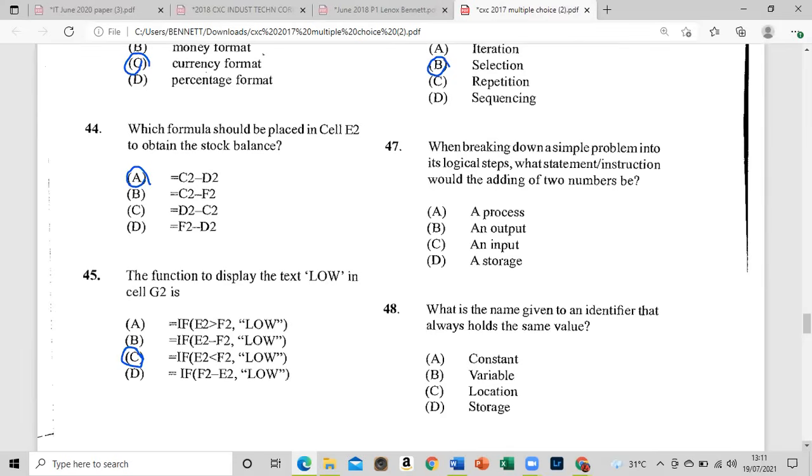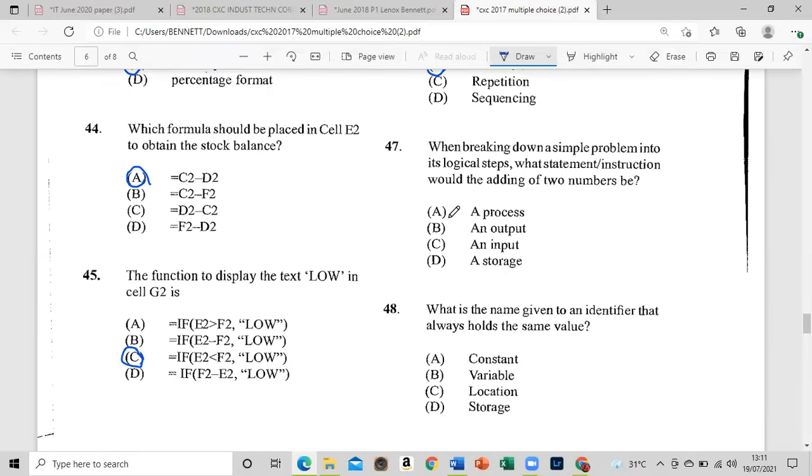When breaking down a simple problem into its logical steps, what statement instruction would the adding of the two numbers be? Is it A, a process, an output, an input, or storage? That would be a process.